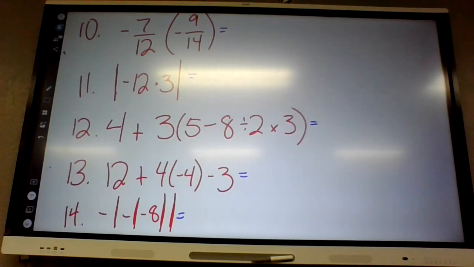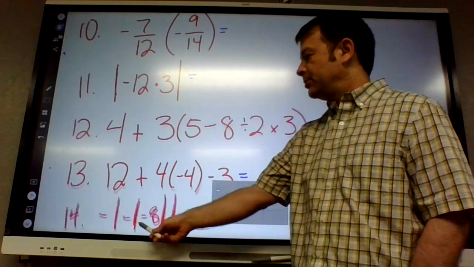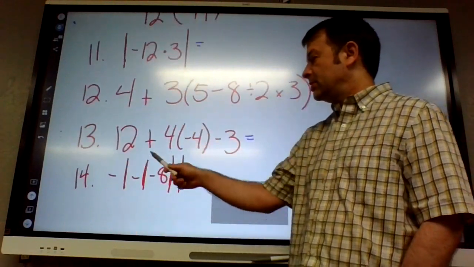Negative, absolute value, negative, absolute value, negative 8. So is the 8 in the absolute value? These two would go together, right? And then these two would have to go together.